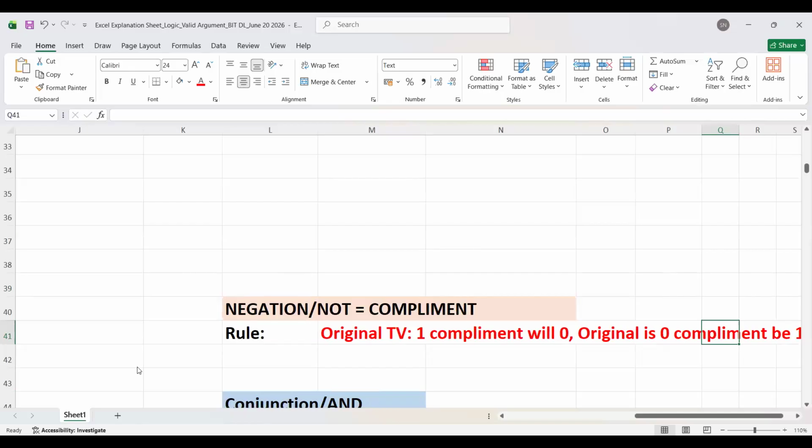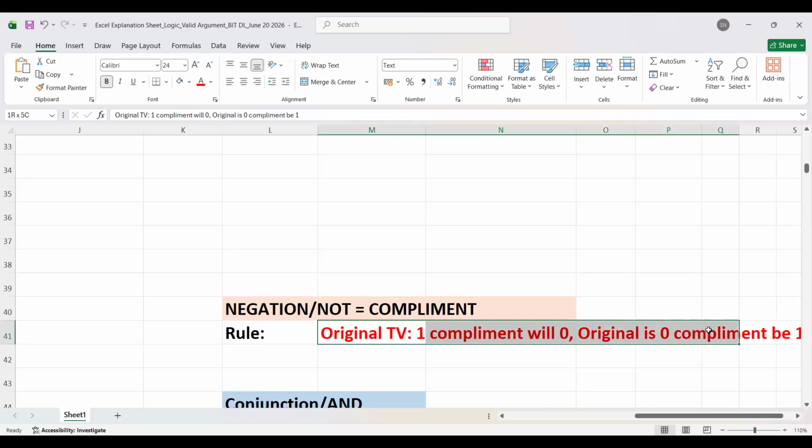Now, remember that the connective negation, or not, or complement, is a symbol that looks like the twiddle sign, or the sign like a subtraction with a line coming down. Now, this is a rule. It says that if your original truth value is true, that is 1, then when you complement or negate it, it becomes 0, which is false. But if the original truth value is 0, which is false, you complement it.